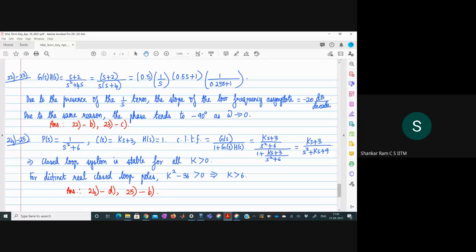We want to evaluate the closed loop transfer function, and using the Routh criterion, we can immediately observe that the closed loop system is stable for all k greater than 0. And if you want distinct real closed loop poles, look at the closed loop characteristic equation s squared plus ks plus 9 and calculate its discriminant, b squared minus 4ac, which should be positive. Using that criterion, we have k greater than 6, and that will give us distinct real closed loop poles in the left half plane. So the answer is choice B for question number 27.